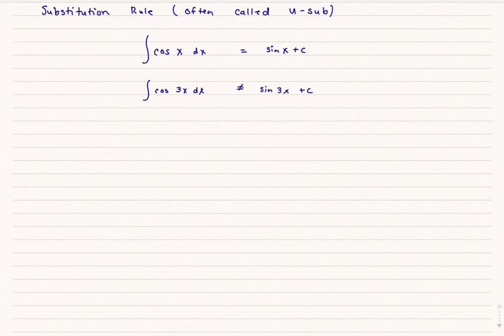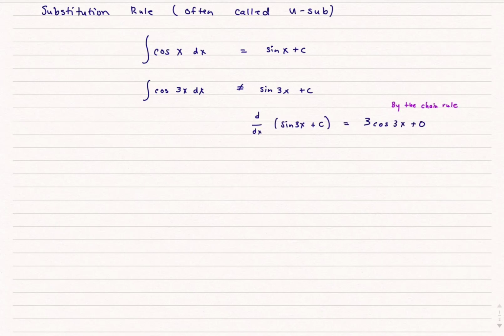A really important technique in integration is called the substitution rule. It's also called u-sub. If I take the integral of cosine x dx, that equals sine x plus c. We might think that the integral of cosine of 3x dx equals sine of 3x plus c, but it doesn't. And we can see that by taking the derivative of the right-hand side.